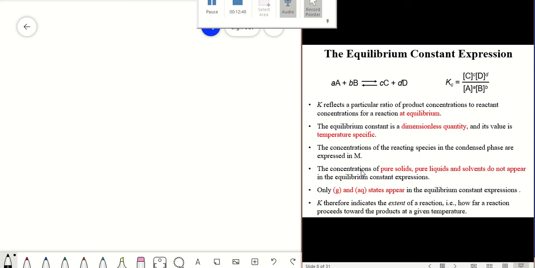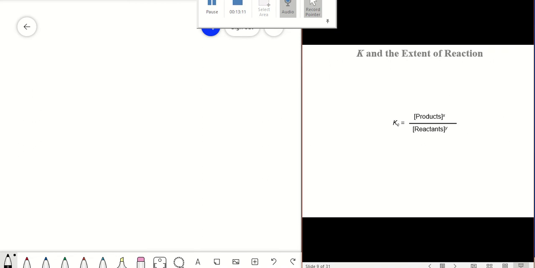Okay, why is it important for us to figure out the equilibrium constant? We just figured out the rate constant, right? Now we also have to figure out the equilibrium constant. Why is that? The equilibrium constant is important because it tells us the extent of a reaction. It will tell us how far a reaction will go before it reaches equilibrium. Okay, what does that mean?